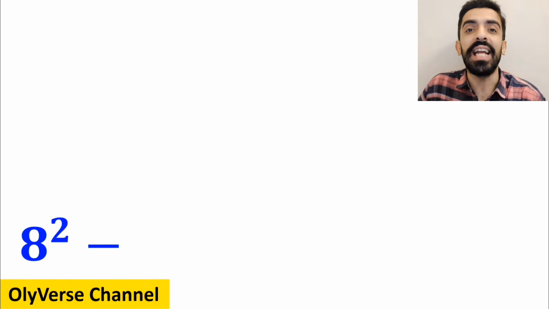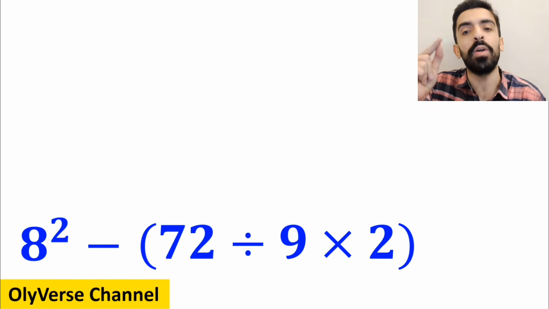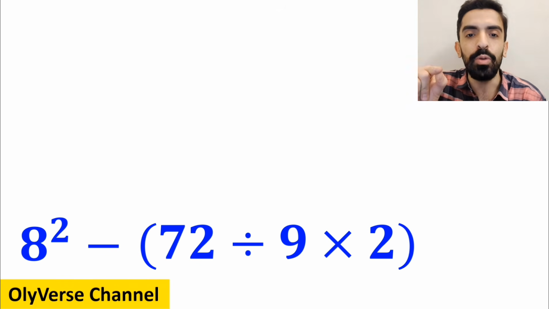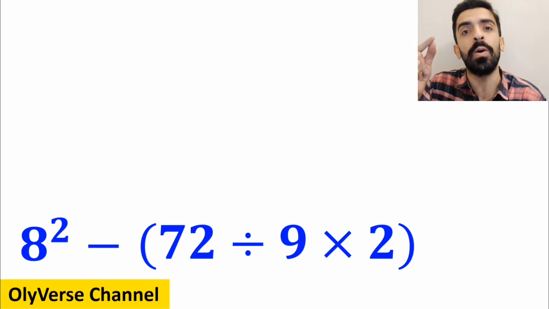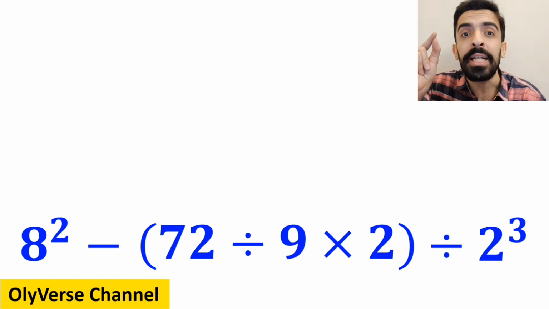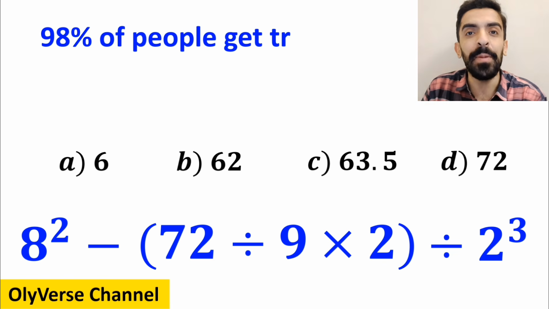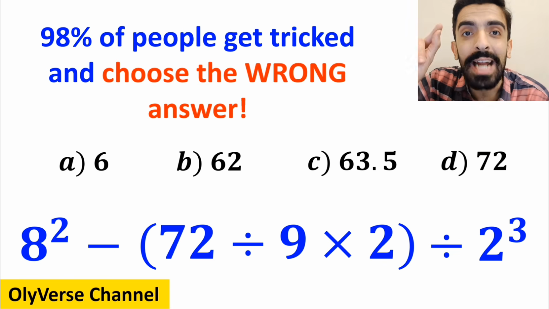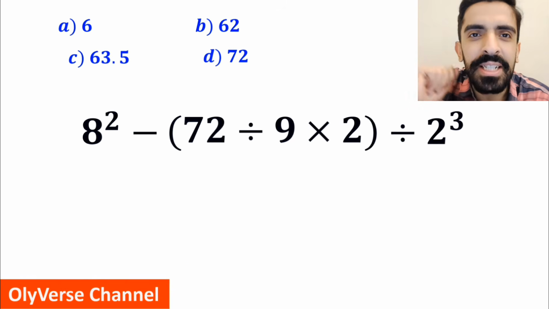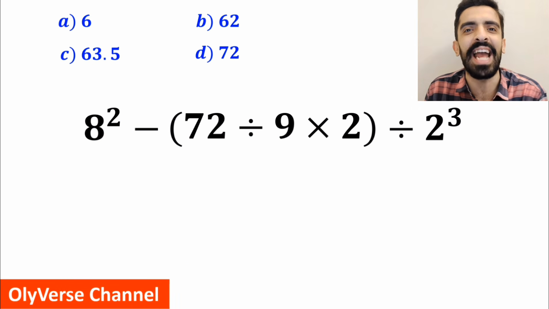What is the value of the expression 8 squared minus (72 divided by 9 times 2), then divided by 2 cubed? Which option do you think is the correct answer to this question? 98% of people get to read and choose the wrong answer. Let's go through this question step by step and solve it together.